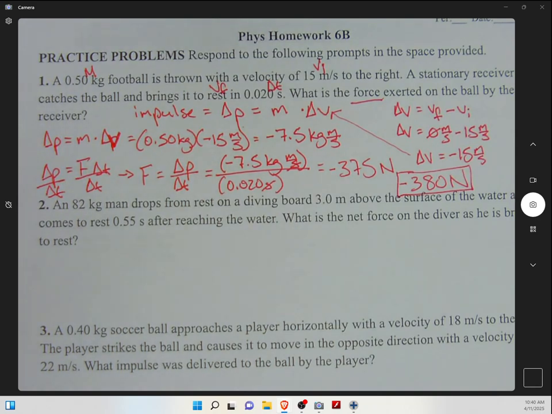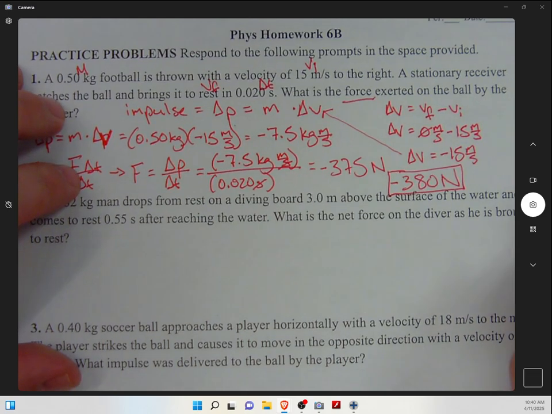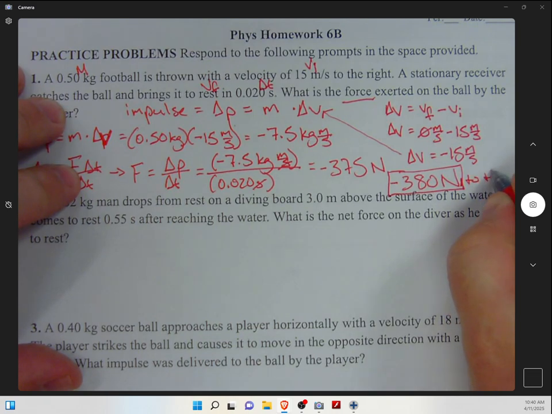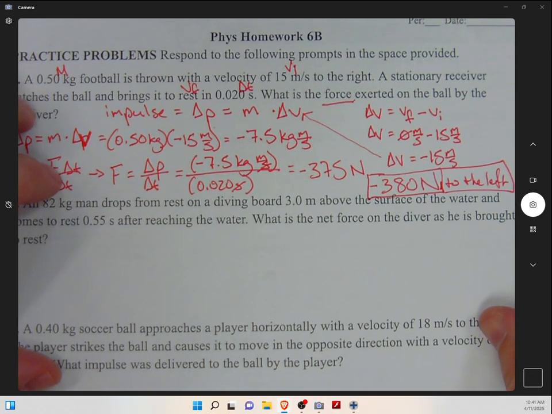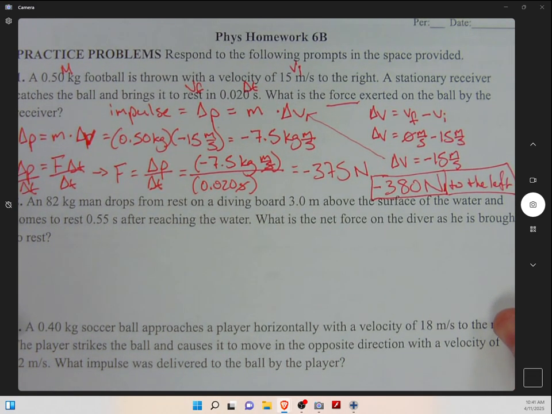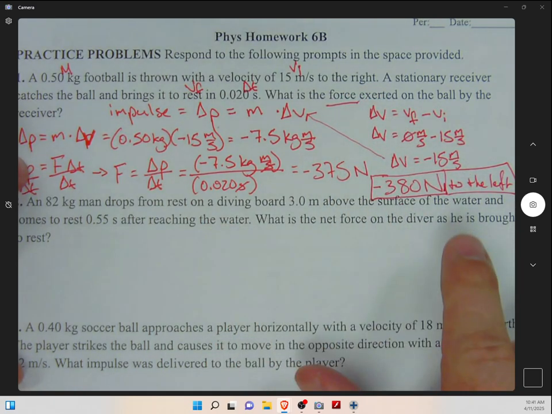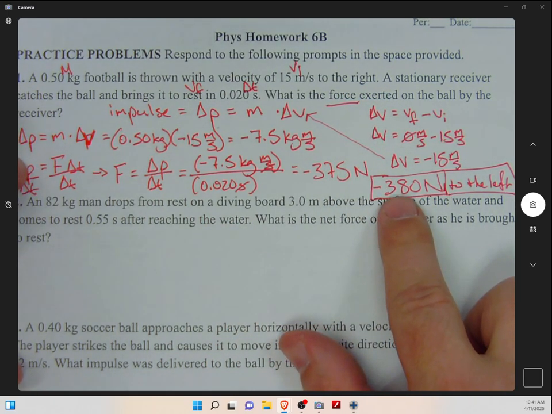Negative 380 newtons were applied to the ball by the receiver, but in the direction opposite of the path of the ball. So if I want to be super correct, I forgot to put in the direction. Comma, to the left. Now I've got everything I need here, right? Because the ball was moving to the right, so in order to apply a force to it to get it to stop, you've got to apply a force to the left. That's going to be a value of 380.